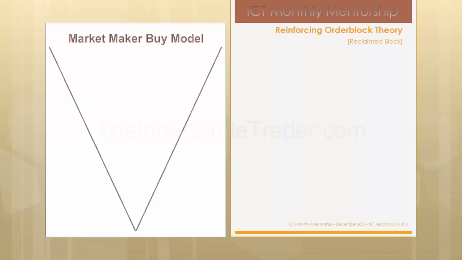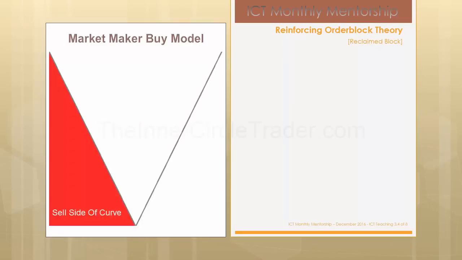But the idea is we're going to be anticipating that market move lower, and you can anticipate it and watch it go lower and be short, or if you look at it and the move has already transpired, if you have seen the decline down into a support level, we can start looking at specific levels to watch for reclaimed order blocks. First, we have to understand the sell side of the curve on a market maker buy model. That's the drop down into that support level before we see the move higher.